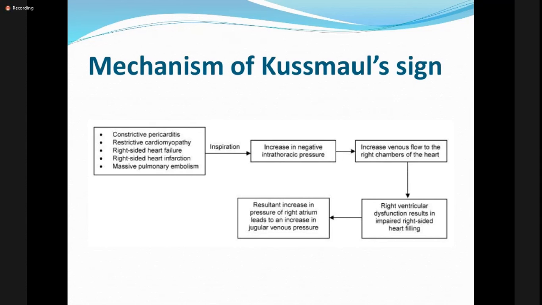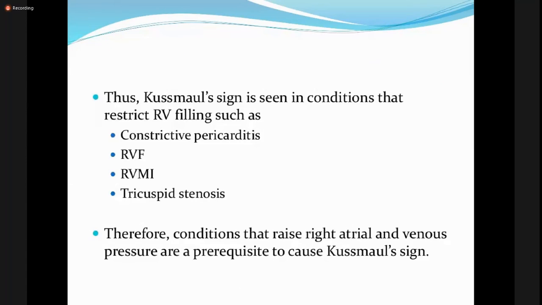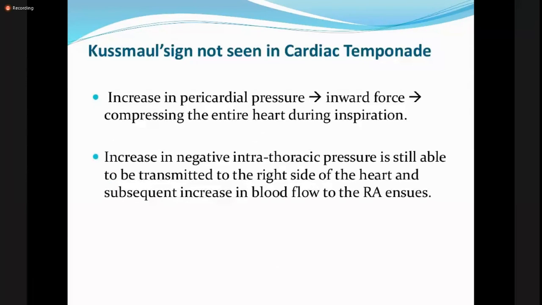What happens during inspiration? Increase in negative intrathoracic pressure, increased venous flow to the right chamber of the heart, right ventricular dysfunction results in impaired right-sided heart filling, and results in increase in pressure of the right atrium that leads to increased jugular venous pressure. And for the same reason, what I explained previously, the Kussmaul sign is not seen in case of cardiac tamponade.